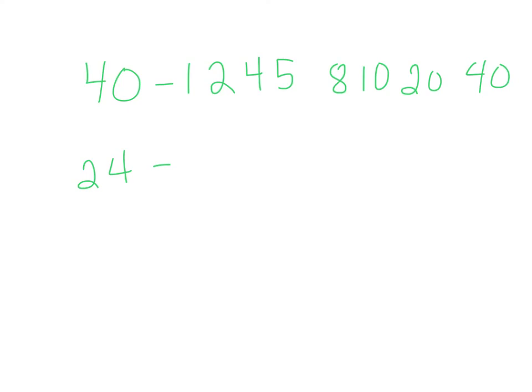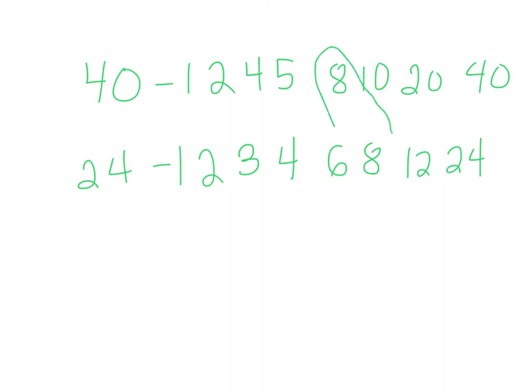And the factors of 24 are 1 and 24, 2 and 12, 3 and 8, and 4 and 6. So I notice that 8 is the largest number that's in common to both of those lists. So the GCF is 8. And the largest number of people that can be placed on a team is 8.